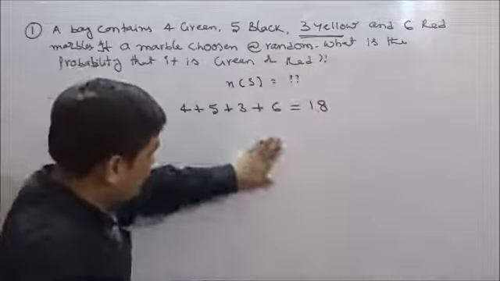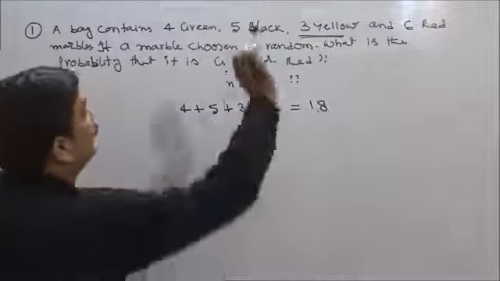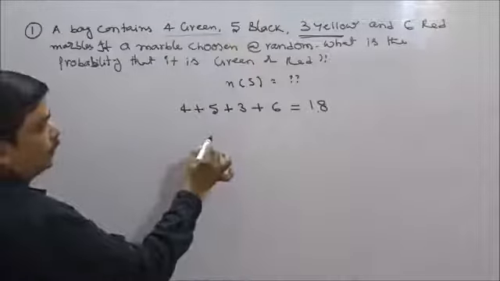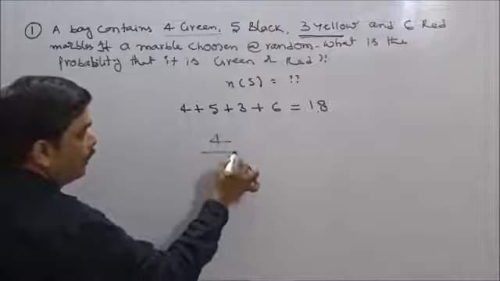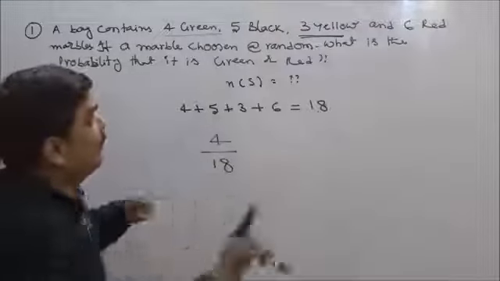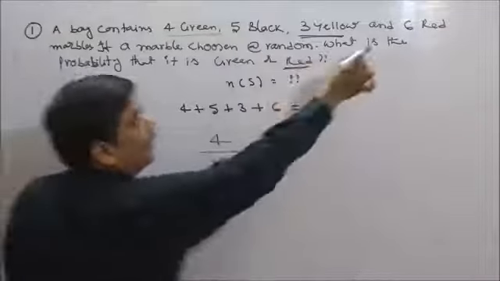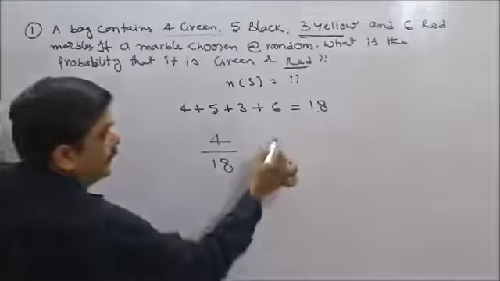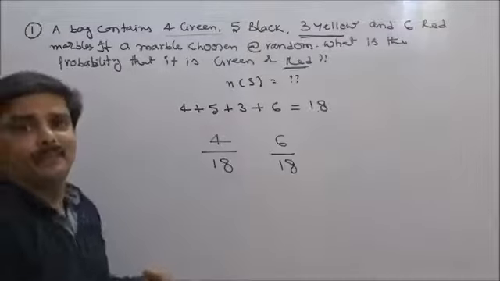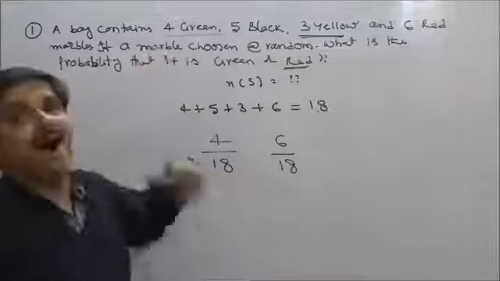Now how to go for this one, students? What's the probability of getting green or red? The probability of getting green should be 4 out of 18. This is the probability for green. Then the probability of getting red is 6 out of 18. Right? So now the question is getting green or red.